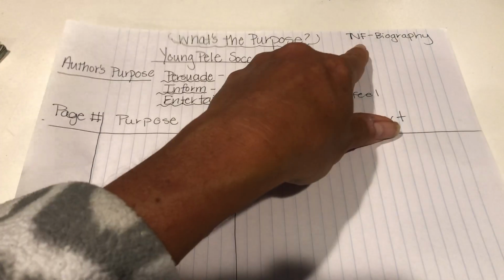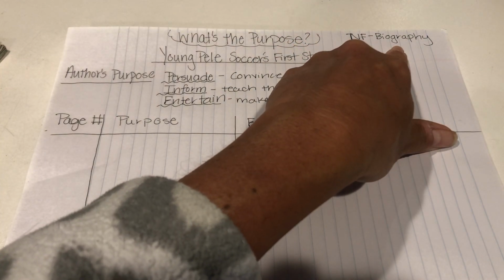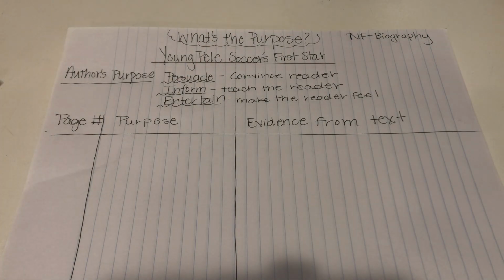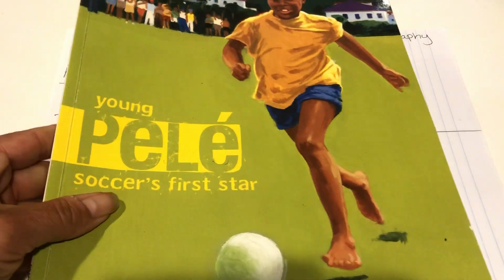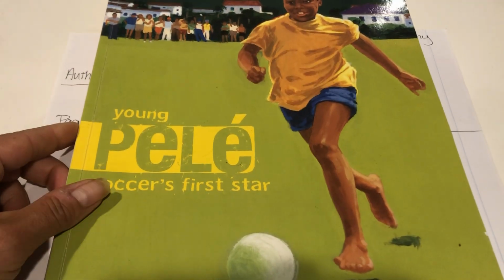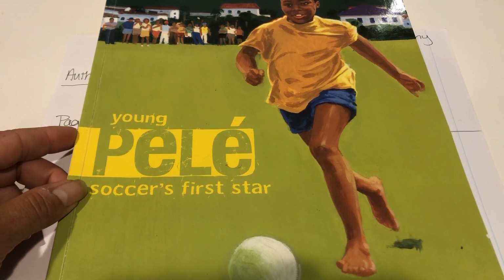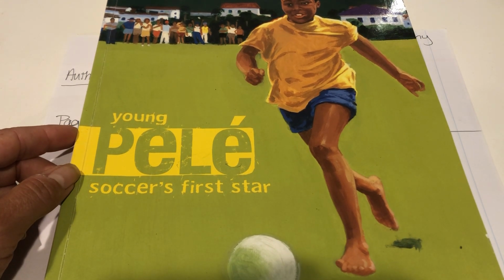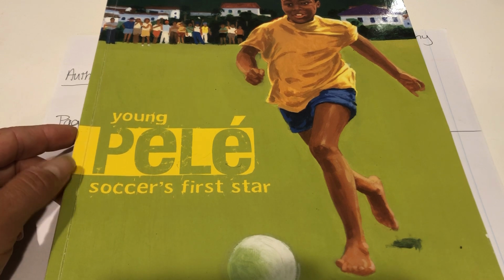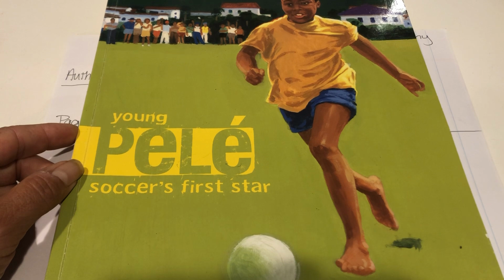So remember, it is nonfiction and it is a biography. I'm not sure if you know about Pele, but Pele is known as the most famous soccer player there ever was. He is still alive, and there is an optional video on today's lesson that you can watch to learn a little bit more about Pele. We're going to include a video every day of just some of the highlights of his soccer career, but he was an amazing soccer player.